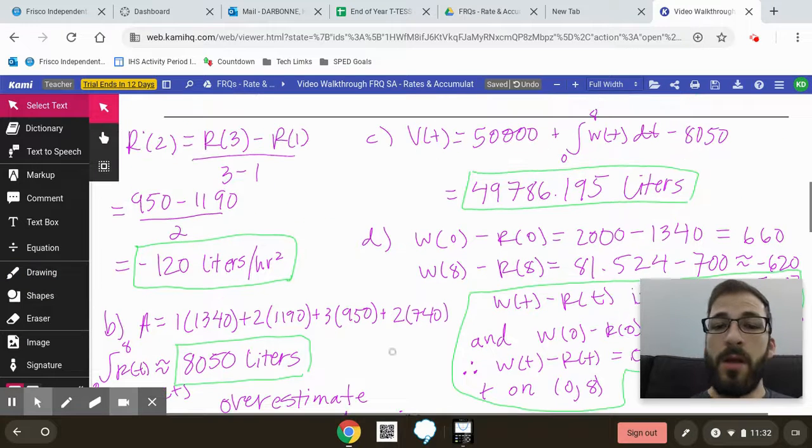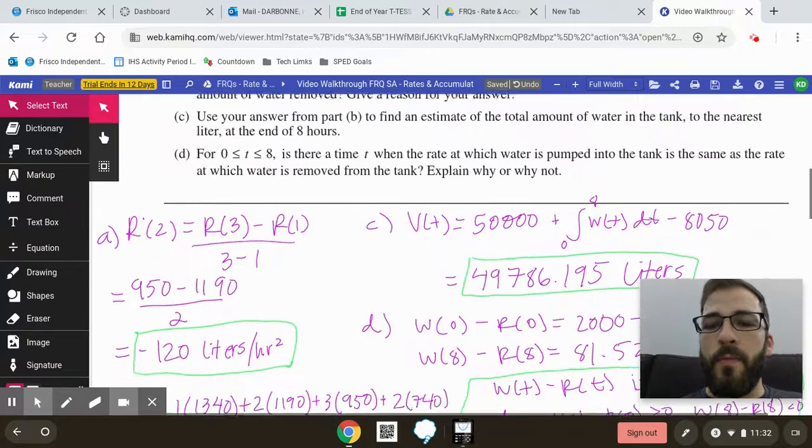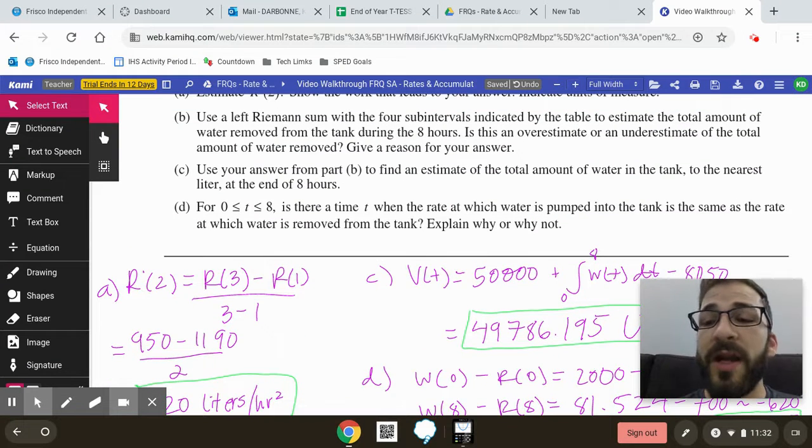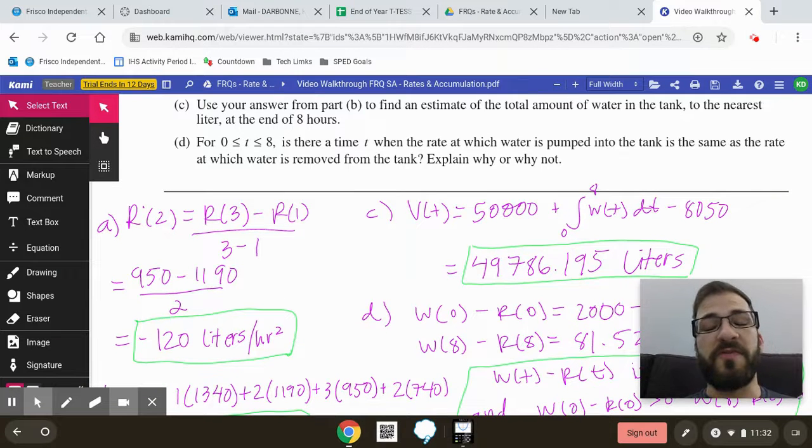All right. For part C, V of t is equal to 50,000. We are trying to estimate the total amount of water in the tank. So we accounted for the original amount of water in the tank, which was 50,000 at time 0. We added the integral of the rate of water entering, which gives us the amount of water that goes into the tank over those 8 hours. And then we took away our estimate for the amount of water that is being pumped out.